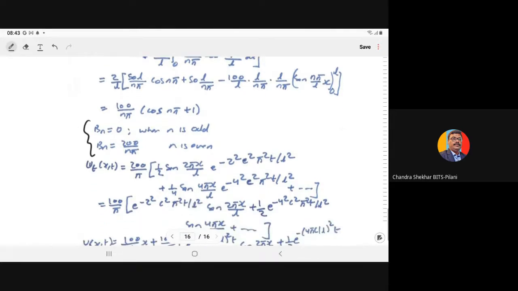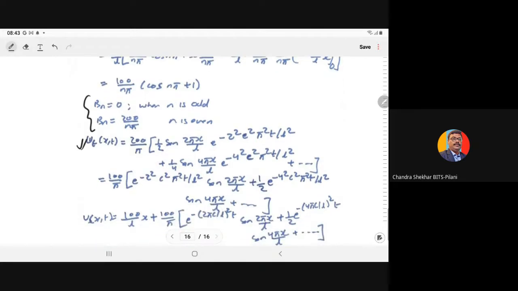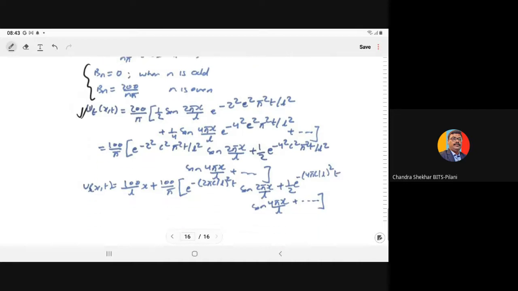So here ut will come. First we compute the transient temperature. So ut will come for n is equal to 1, 2, 3, and so on. You put, so ut will come 100 upon pi, 1 by 2 sin of 2 pi x upon L e to power minus 2 square c square pi square t upon L square, plus 1 upon 4 sin of 4 pi x upon L e to power minus 4 square c square pi square t upon L square, and so on.